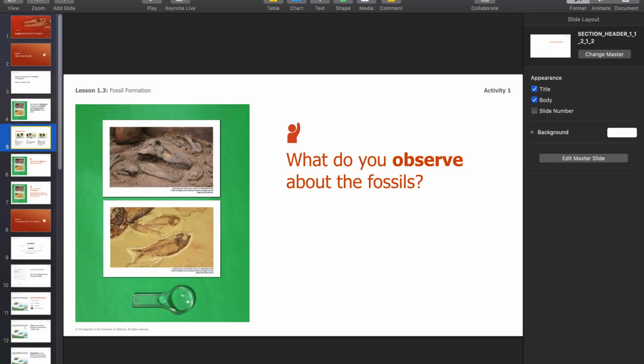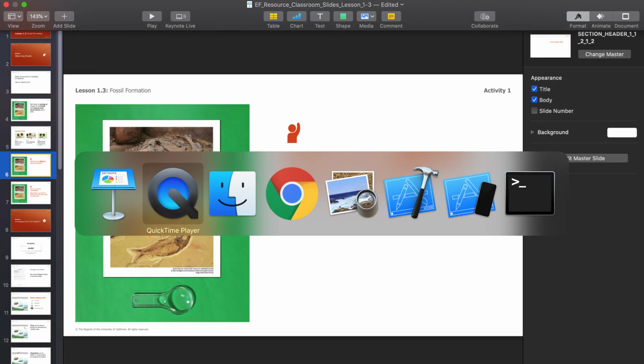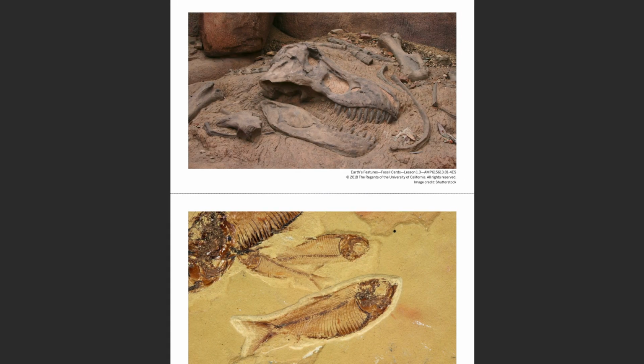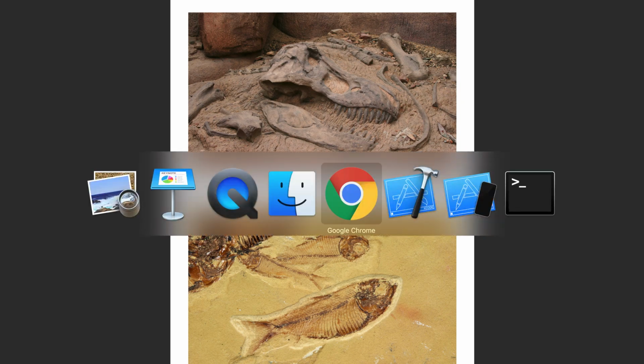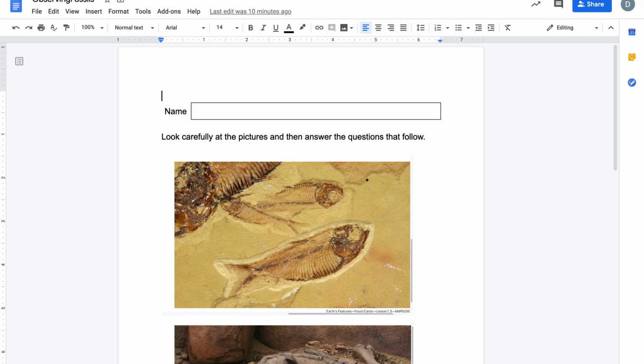So I'm going to actually exit this presentation, and I'm going to go to an image that you're going to have. I'm going to supply this on the assignment, and you're going to see these two images of fossils. So think about what you observe. You're going to have a PDF file to look at. And then you're actually going to go to a Google Doc that I will also include in the assignment. And it's going to look something like this.